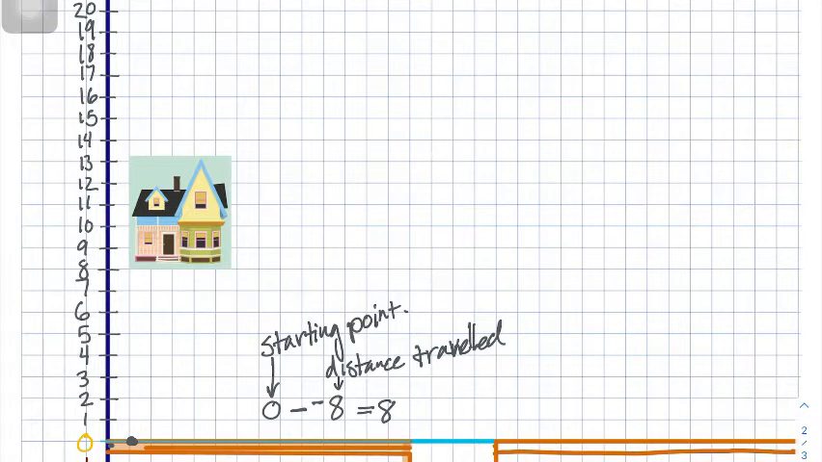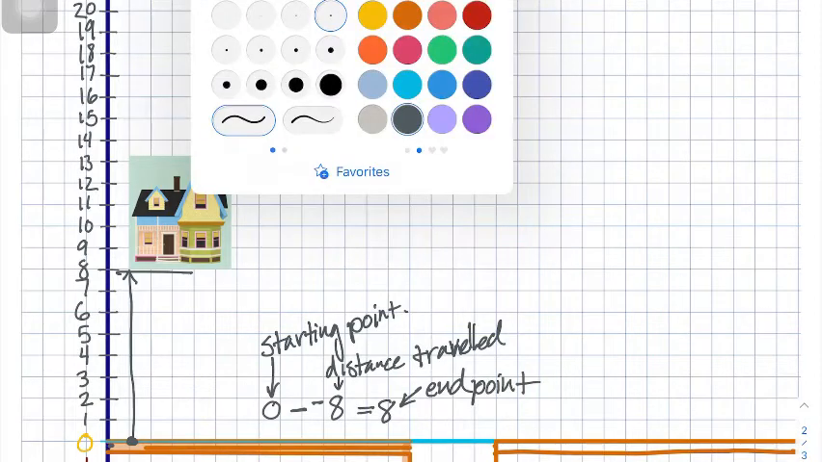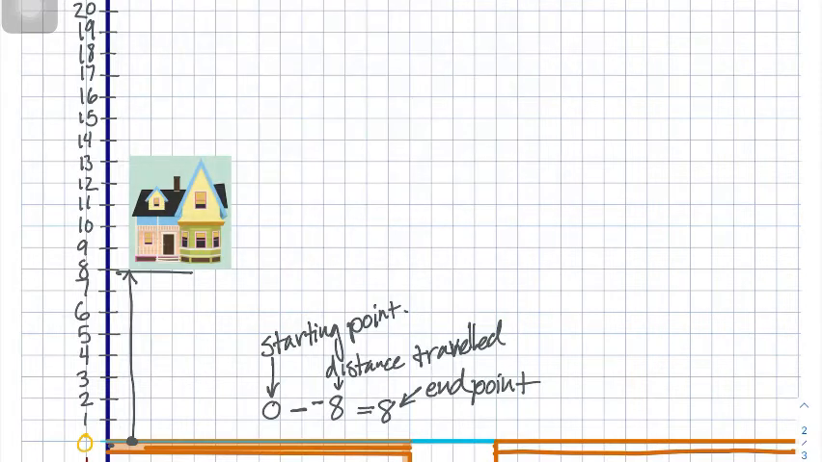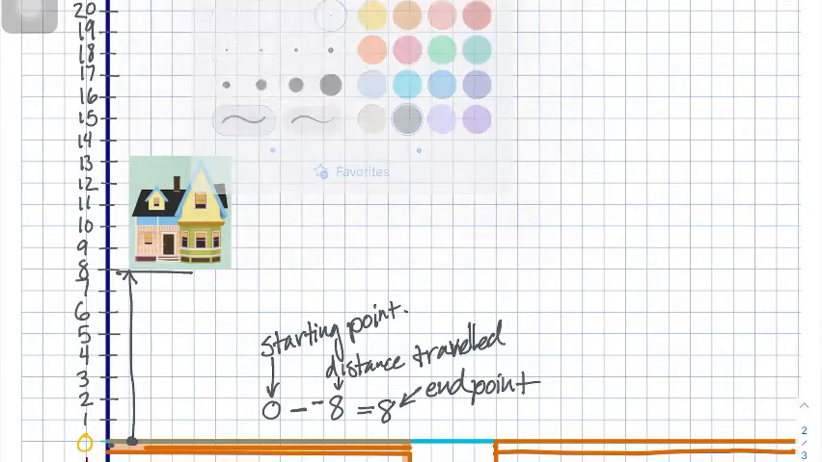And then it went up. It went up 8 spaces. And so now it is at 8. So the last number is the finishing point, like the end point. And then the thing that we use to determine whether it's going up or down, well, we're going to talk about that more in a minute.